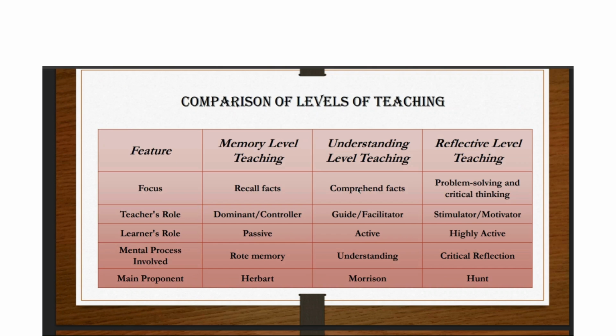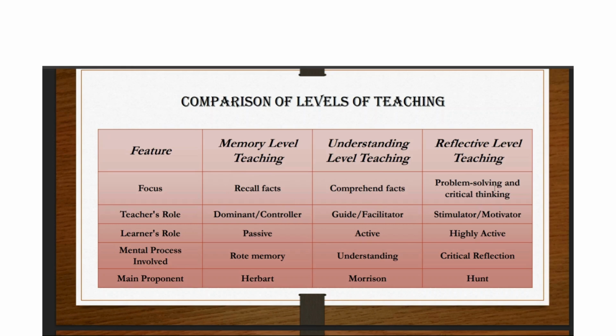In the same way, in memory level, I already told you, the focus is recalling facts. See, kids have rhymes. They are recalling everything day by day. The teacher teaches the rhymes, the students memorize, and the students repeat everything the same way. In understanding level of teaching, we comprehend the facts. I told you that plants need water and sunlight. Why do they need water and sunlight? In the reflective level of teaching, the focus is problem solving and critical thinking.